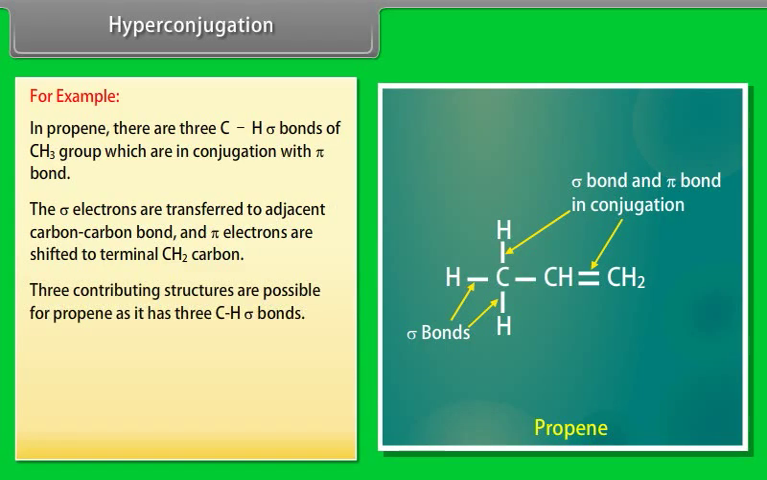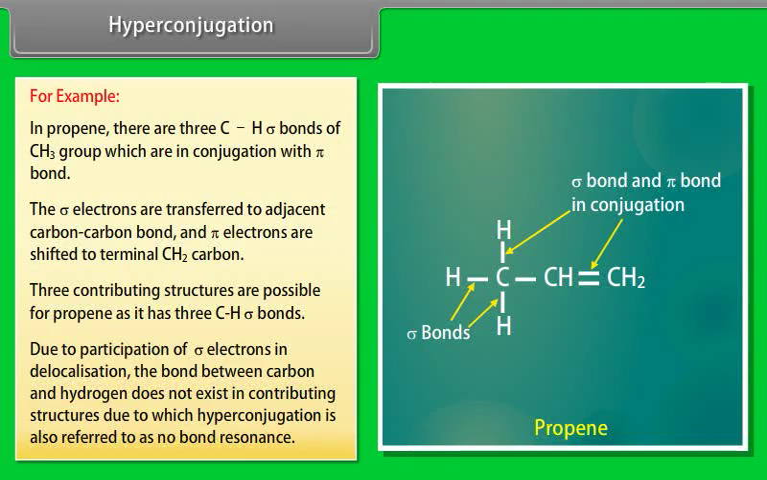Three contributing structures are possible for propene as it has three C-H sigma bonds. Due to participation of sigma electrons in delocalization, the bond between carbon and hydrogen does not exist in contributing structures, due to which hyperconjugation is also referred to as no-bond resonance.